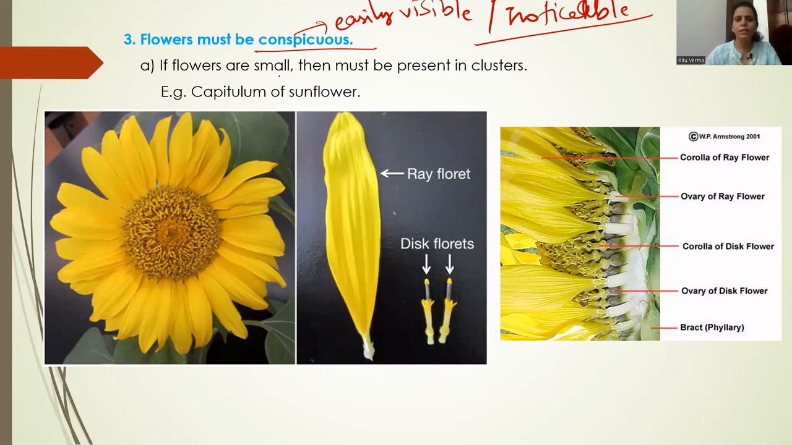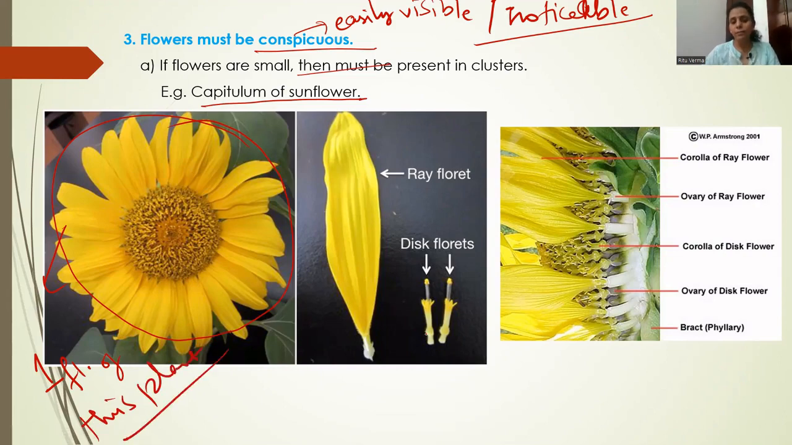One example is the capitulum of sunflower. Now when we look at a sunflower, we think that this is one flower of the sunflower. Okay, this is one flower of this plant. But actually if we look closer, this entire structure is known as the capitulum of sunflower. This capitulum of sunflower actually has two types of flower in it. One type of flower is known as ray floret or ray flower.